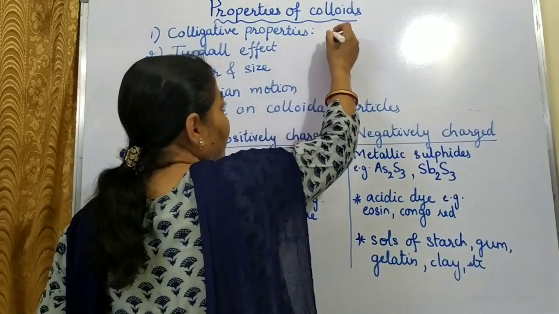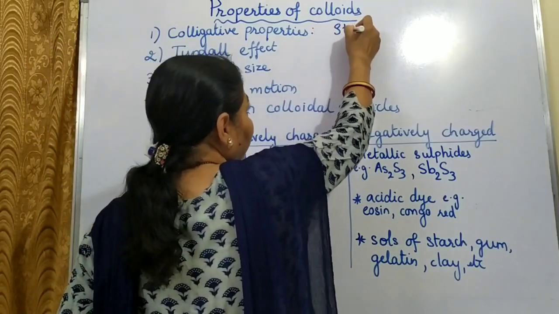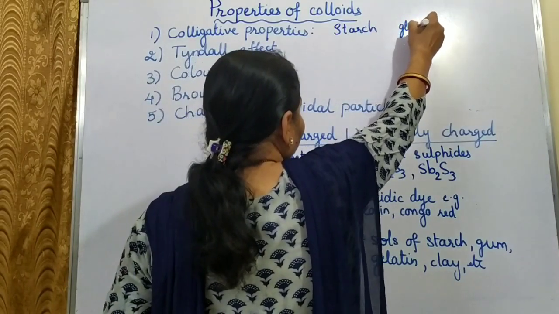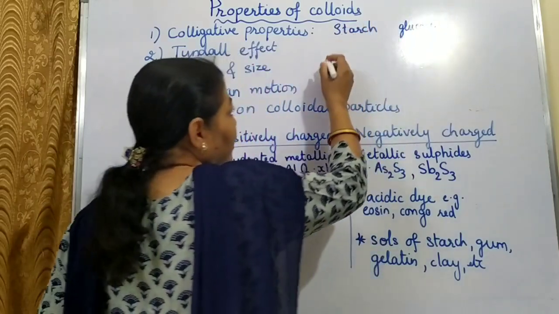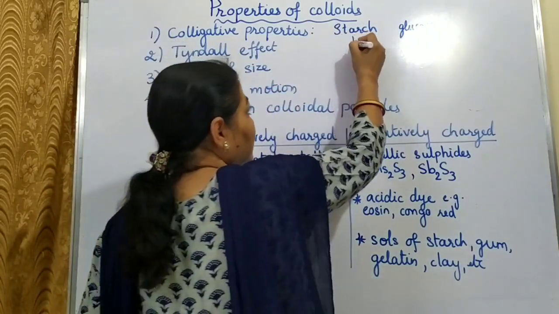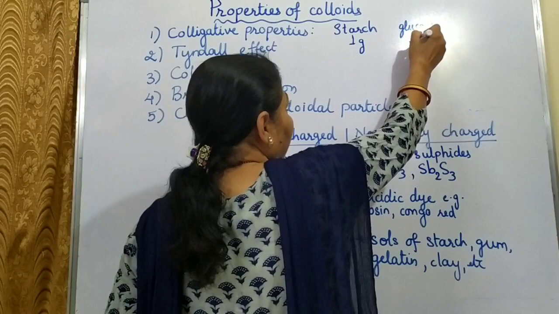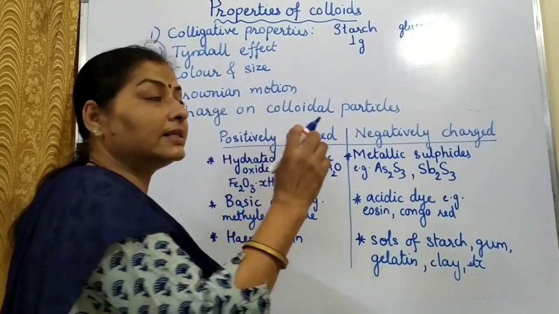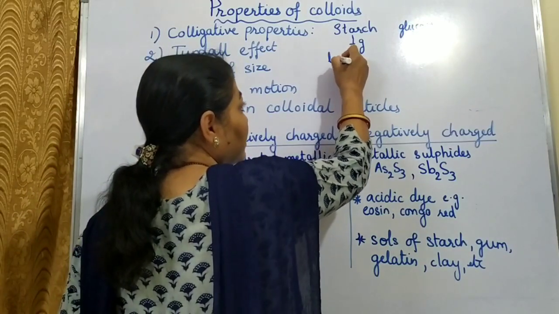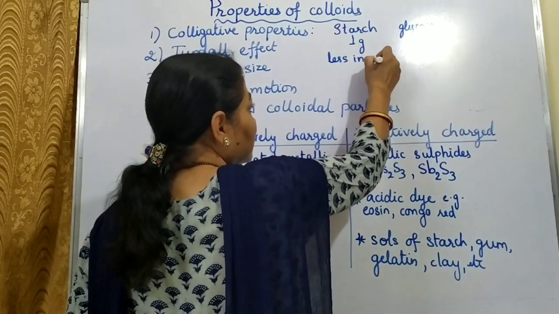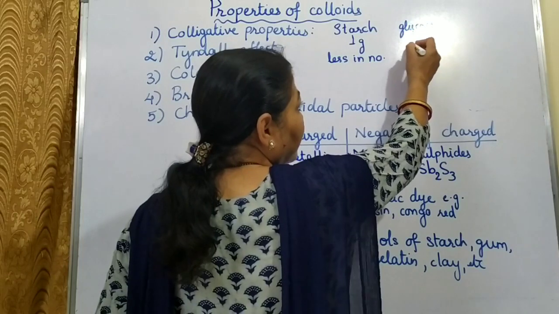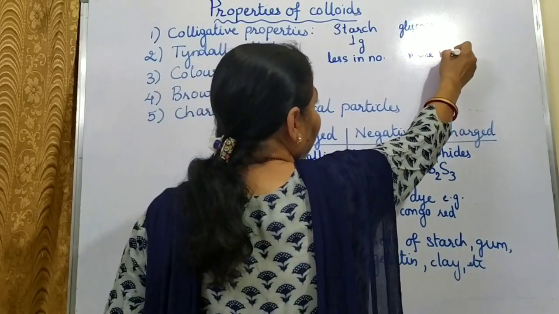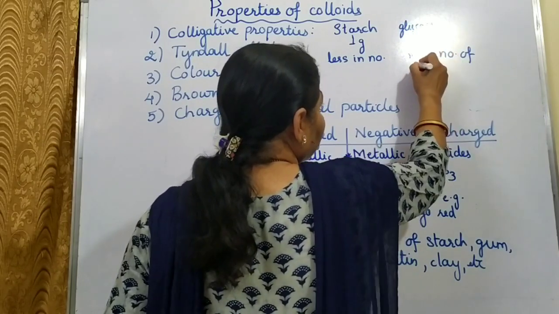For example, if we have starch and we have glucose. So if we take 1 gram of starch and we take 1 gram of glucose, starch molecules being bigger in size, they will be less in number. And glucose, same 1 gram, will have more number of particles.